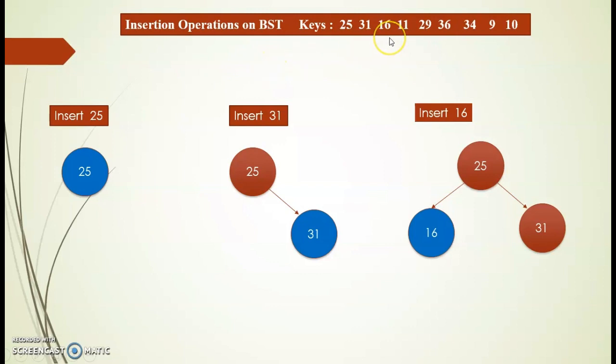The next one is 16. So the search process starts at 25. 16 is lesser than 25, so it falls to the left of 25. So this is the scenario after inserting 3 keys.